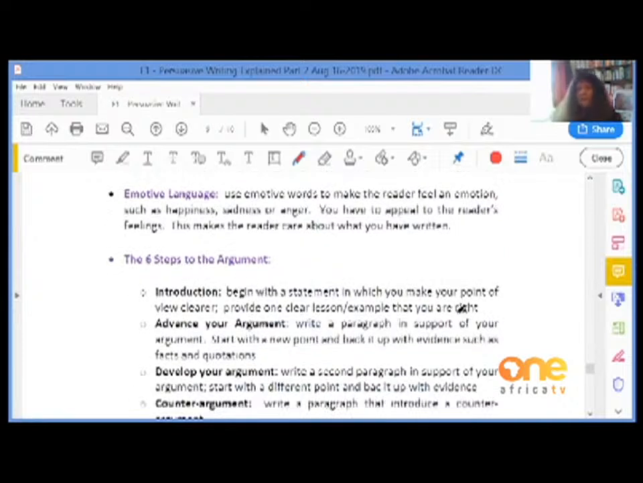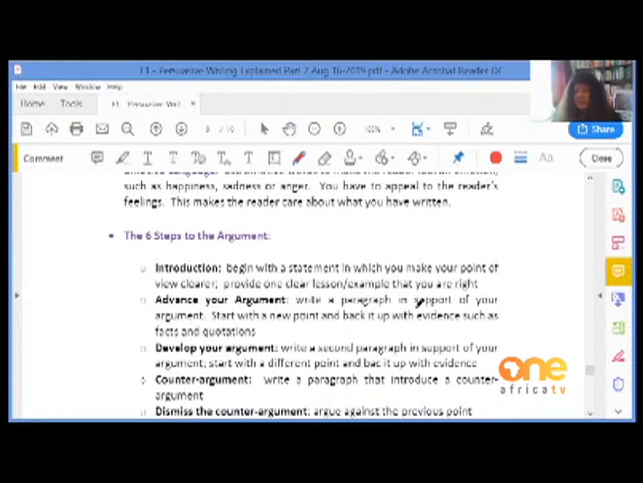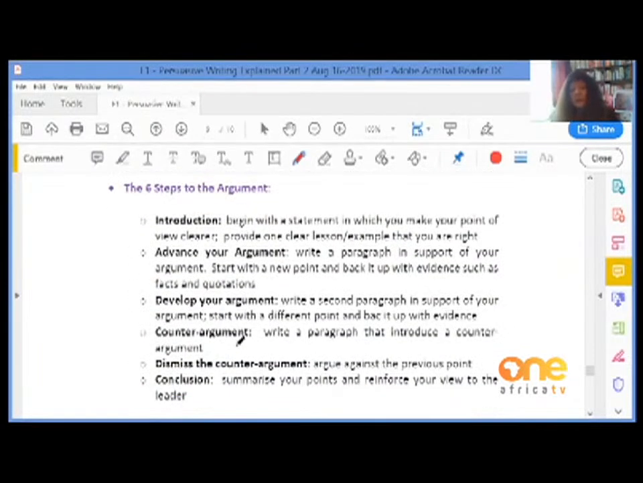Introduction. Begin with a statement in which you make your point of view clear. Okay? Zoos are a great place, kind of story. Then you advance your argument, where you support that argument. Then you develop a bit further, more support, another topic sentence, more evidence, your counter-argument, write a paragraph.